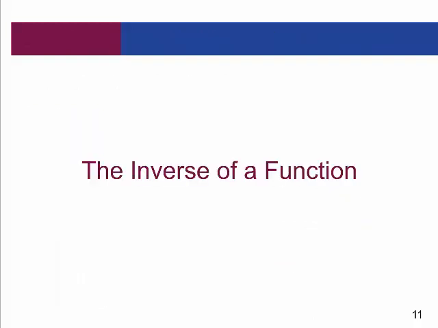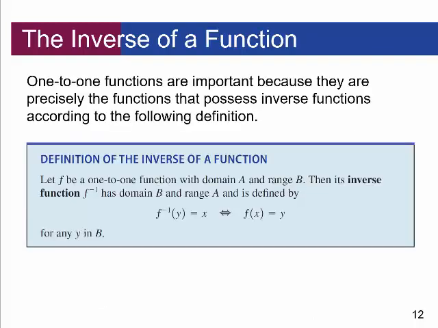Let's talk now about the inverse of a function. One-to-one functions are important because they are precisely the functions that possess inverse functions according to the following definition. Let f be a one-to-one function with domain A and range B. Then its inverse function we denote as f with the -1 sign. That doesn't mean f raised to the -1 power. That's important to note. f inverse has domain B, so the range here was B, but now over here it's the domain, and range A.